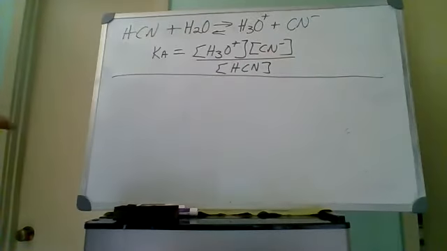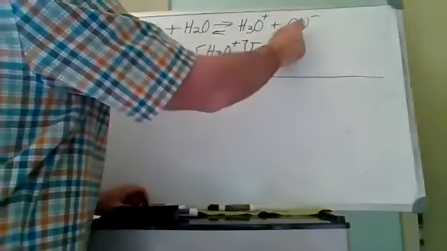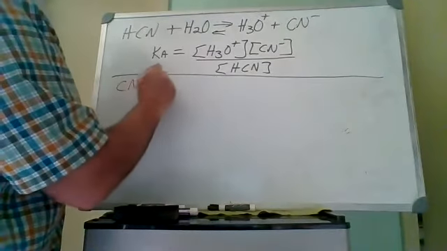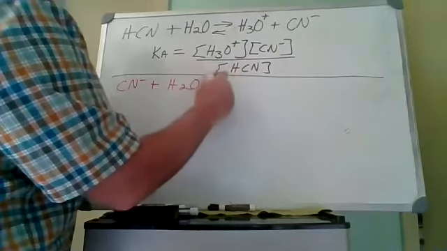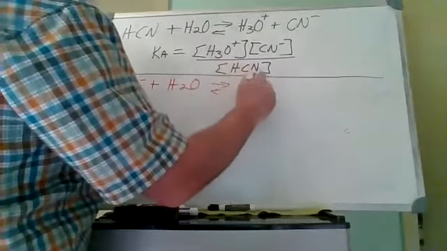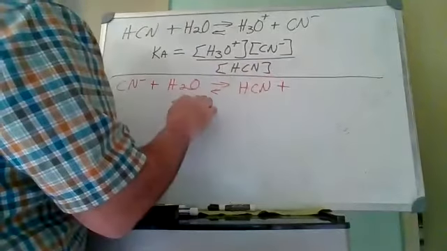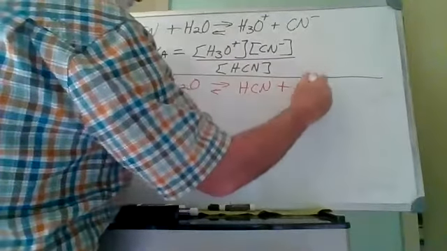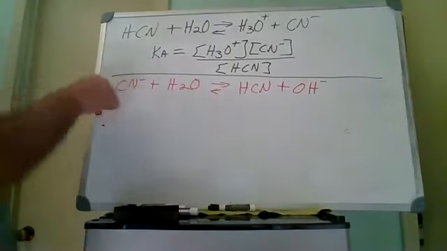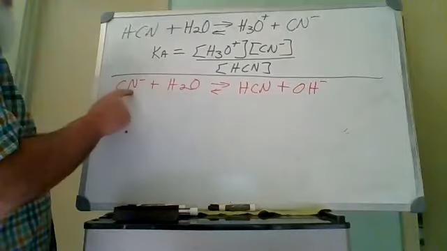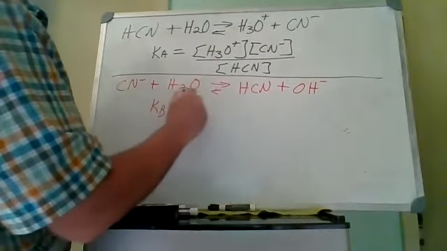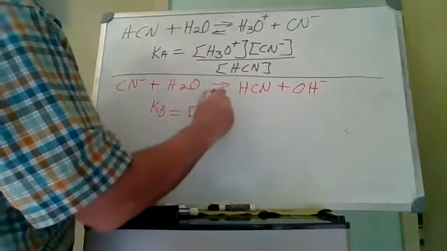But now we know that this can be hydrolyzed by water, to give us HCN plus OH minus. Let's write a Kb for this. So Kb equals products over reactants.